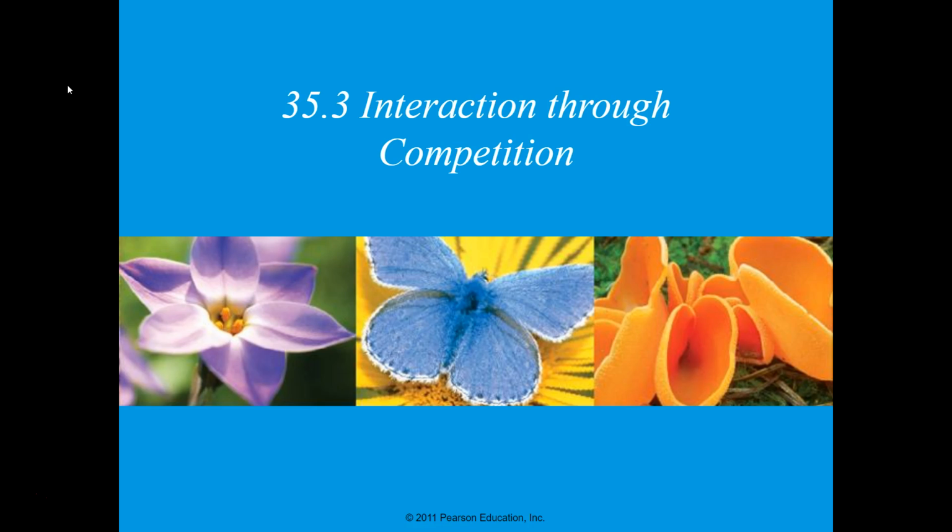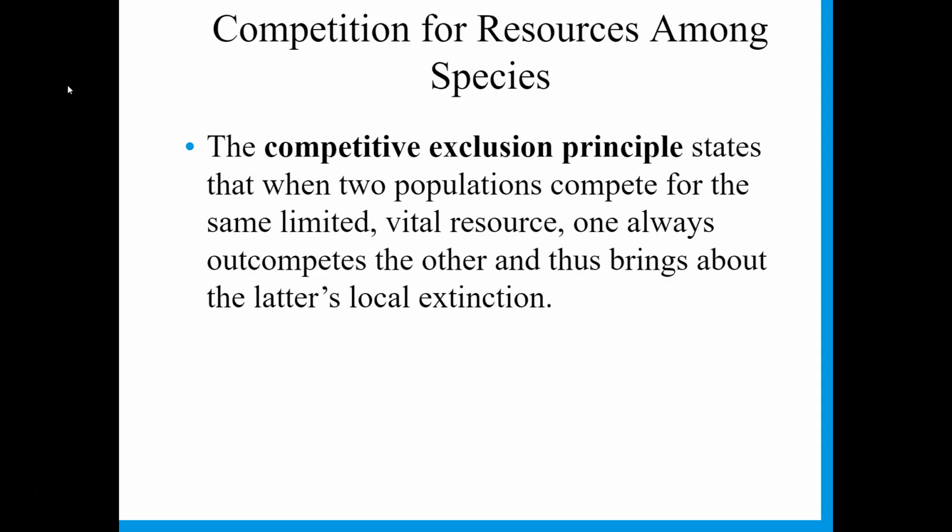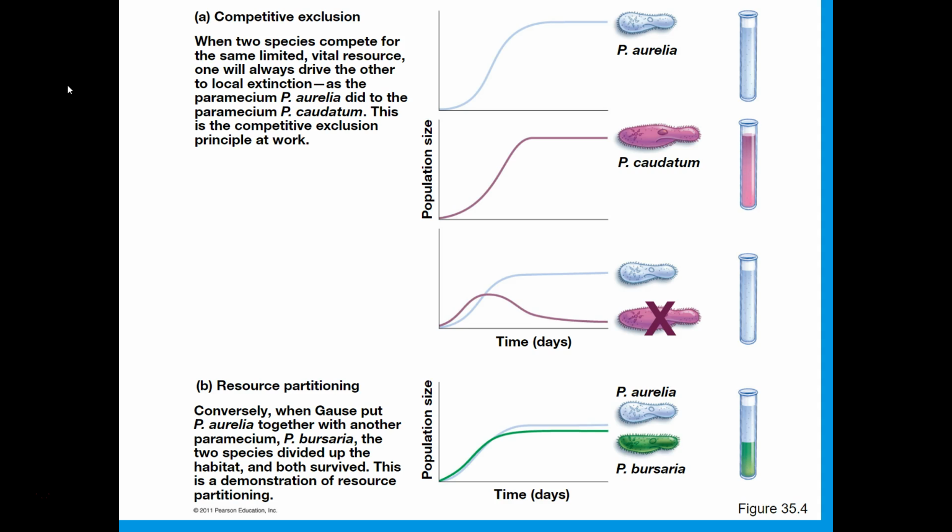Our first type of interaction. So, like we talked about in lab, we have the competitive exclusion principle. Two populations compete for the same limited resource. One always outcompetes the other, and the other goes to extinction in that local area within that community. So again, two species competing for the same resource, one will always win, one will always lose and go extinct or change.